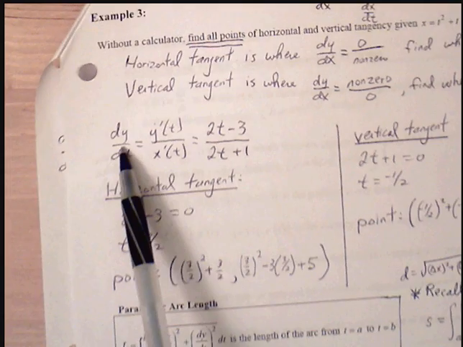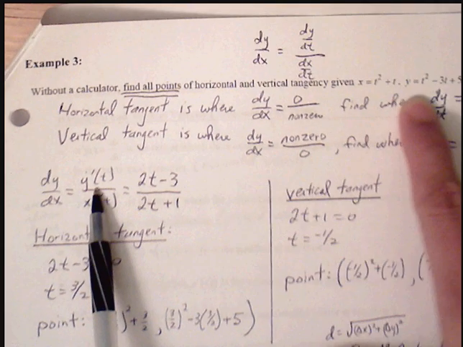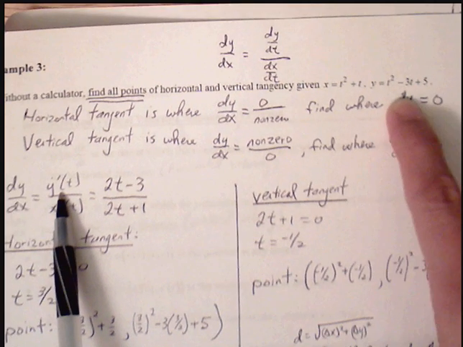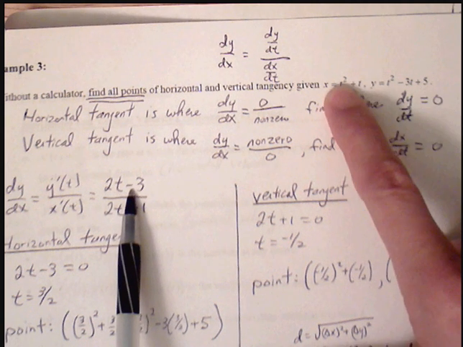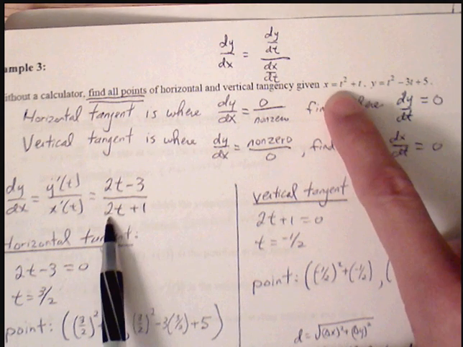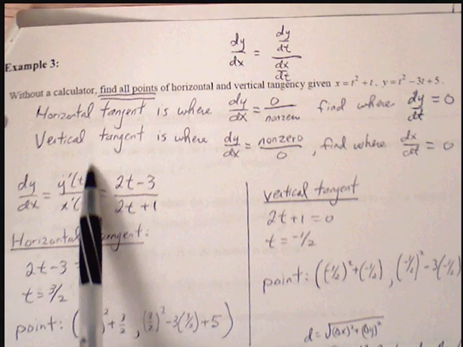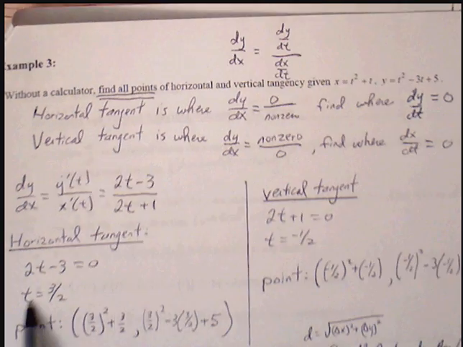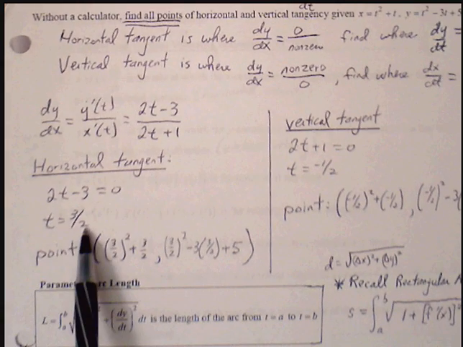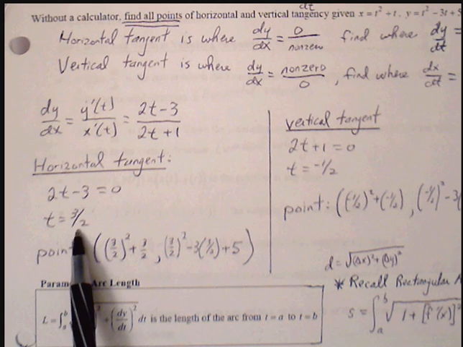Our y prime will just be 2t minus 3, and the 5 goes to 0. And then x prime of t will be 2t plus 1. The horizontal tangent is where the numerator of our derivative is equal to 0, so we set 2t minus 3 equal to 0 and solve for t. We get t equals 3 halves. So horizontal tangent will occur where t is equal to 1.5.